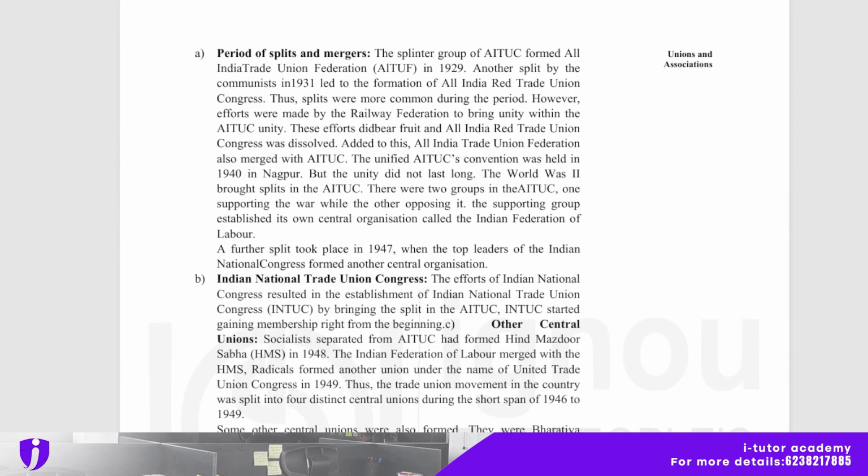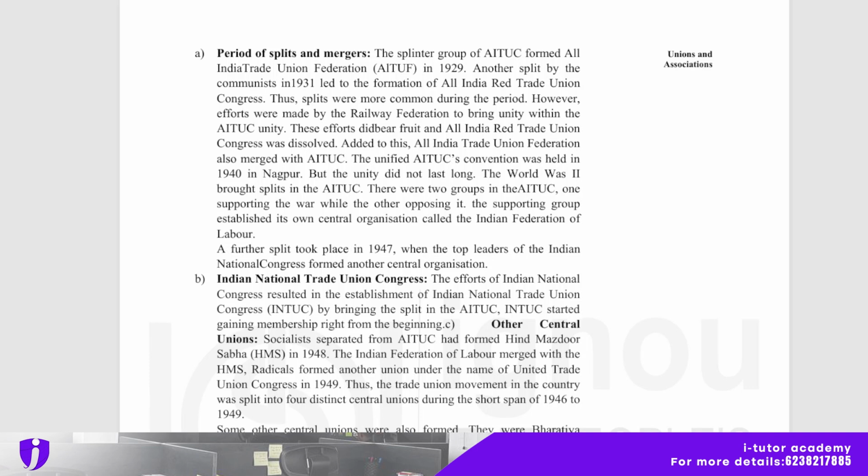Period of splits and mergers. The splinter group of AITUC formed the All India Trade Union Federation in 1929. Another split by the communists in 1931 led to the formation of the All India Red Trade Union Congress. The splits were more common during the period. However, efforts were made by the Railway Federation to bring unity with the AITUC. These efforts did bear fruit and the All India Red Trade Union Congress was dissolved. Added to this, the All India Trade Union Federation also merged with AITUC.